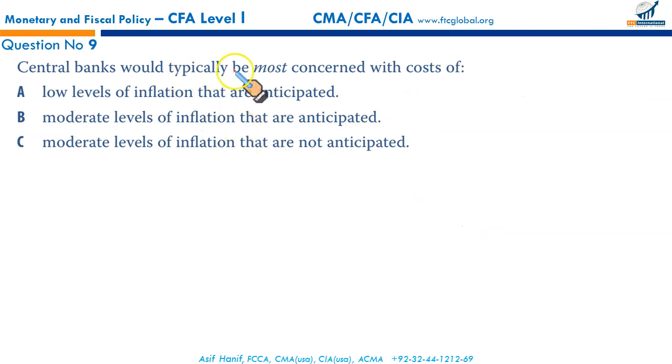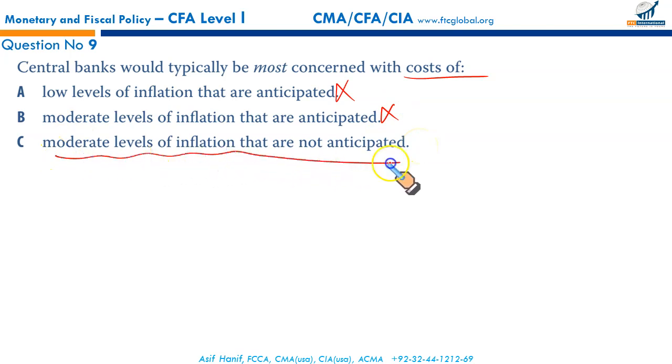The central bank would typically be most concerned with costs of low levels of inflation that are anticipated. That's fine. It's not a cause of concern. Moderate levels of inflation that are anticipated, not a cause of concern. Moderate levels of inflation that are not anticipated, unexpected, right? That's the cause of concern. And why is that? Unanticipated inflation has greater cost than anticipated inflation. All right, moving on.